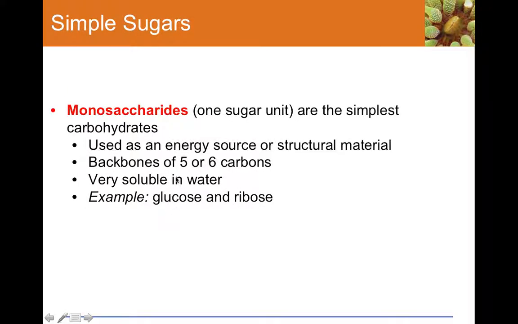So let's break them down individually. Monosaccharides, one sugar unit is the simplest carbohydrate, right? So if I were to ask you, what's the building blocks of carbohydrates? You would say monosaccharides, because that's the smallest sugar we have. It's used as an energy source. You and I have glucose in our cells right now that's keeping us alive. We have glucose all over us that's feeding cells. We can use it as a structural material. You can use monosaccharides for that as well.